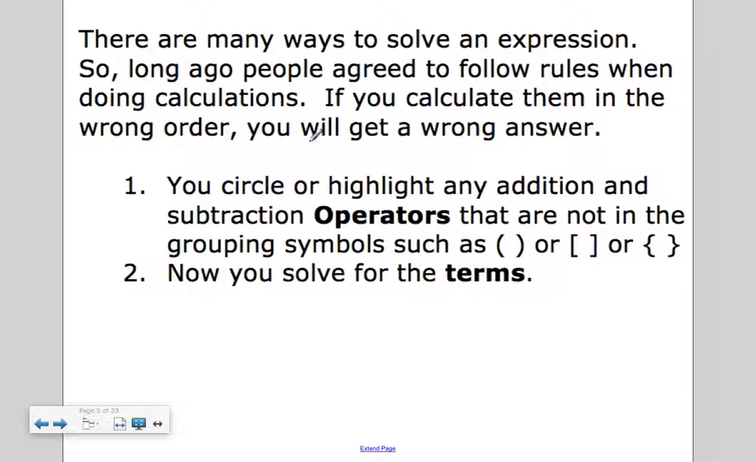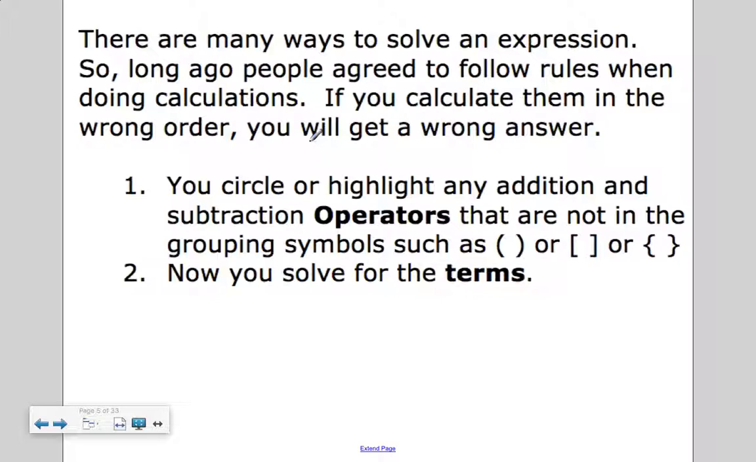There are so many ways to solve an expression. So long ago, people agreed to follow rules when doing calculation. If you calculate them in the wrong order, you will get a wrong answer. Some of you may have heard of order of operations through PEMDAS or something like that. We do not teach that. That's a trick. So we would teach it mathematically.